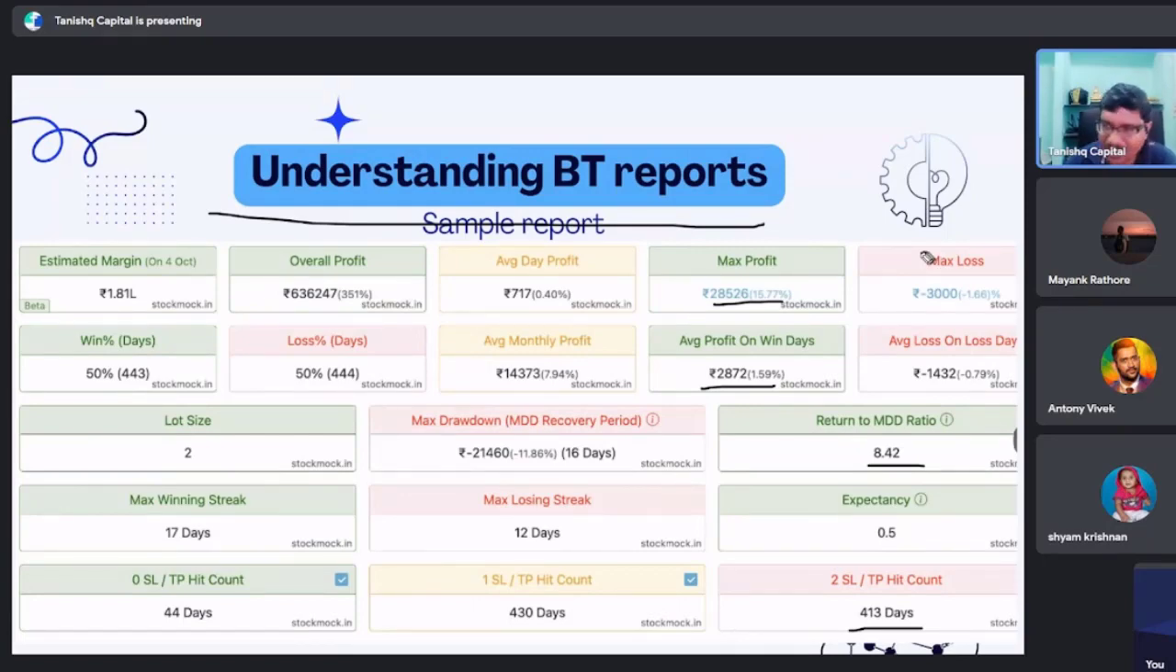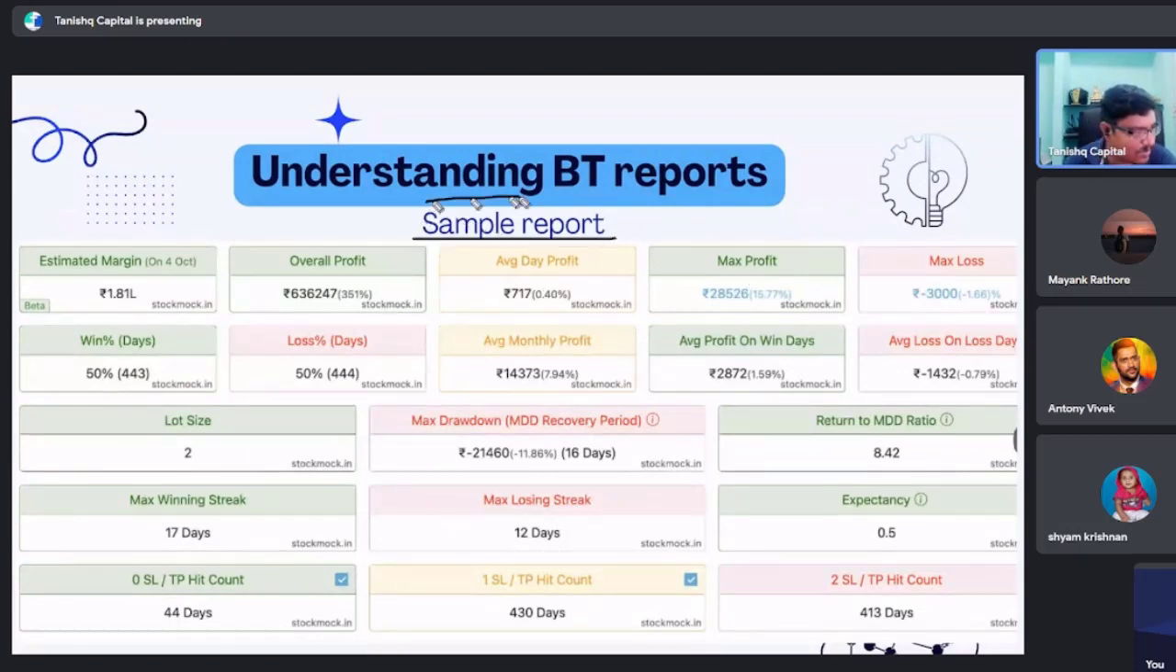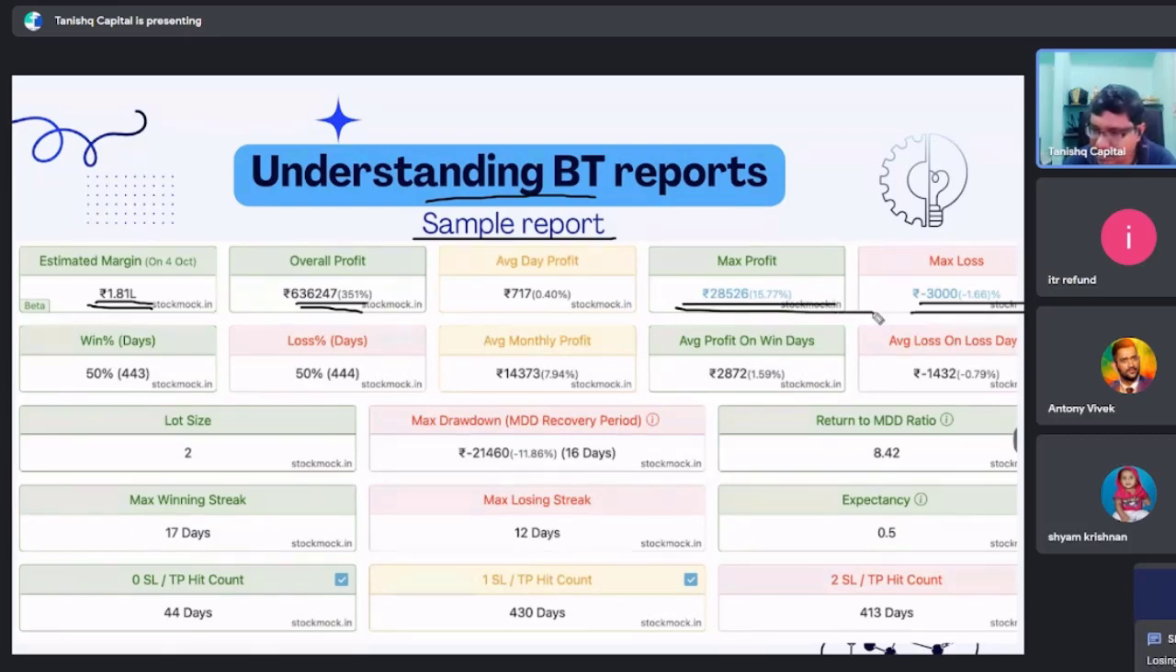So first of all, what are the things you should be concentrating on mainly? If you are active in chat, can you tell me what you will look at? Let's take this sample report. Generally, the estimated margin is 1.8. Overall profit, oh great, right? Can you tell me which one you generally look at? Because you guys already have an idea about backtesting. It can be anything, but I will also share what I generally look at. Do I need to look at max loss, max profit, which one?